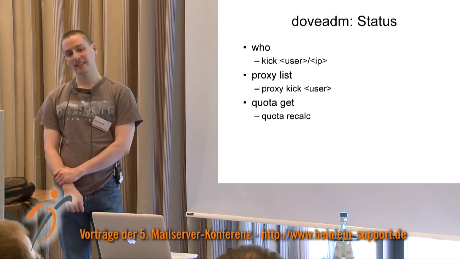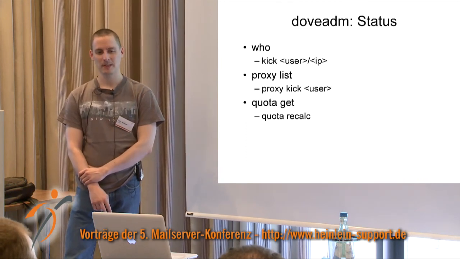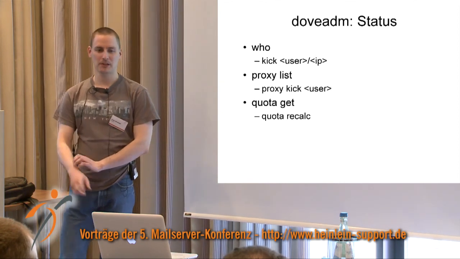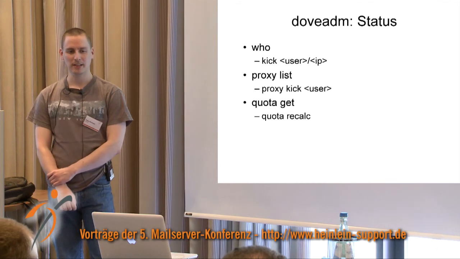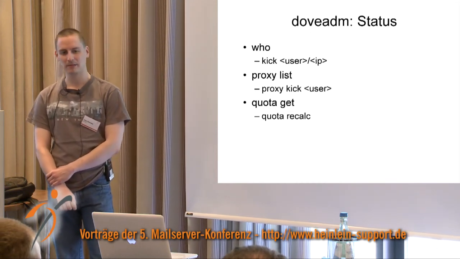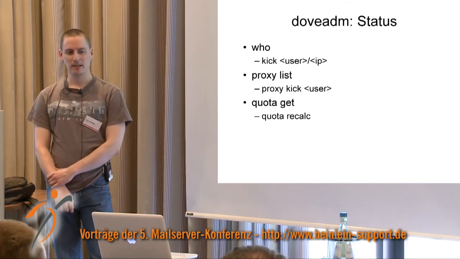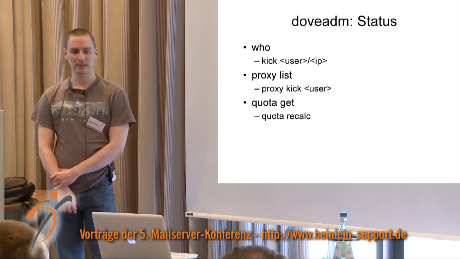You can ask all kind of status stuff using DovADM. You can get a list of users who have connections, like IMAP and POP3 connections, and you can kick those connections based on the username or IP address or network range or combination of them. If you are running Dovecot proxy, you can do the same thing.